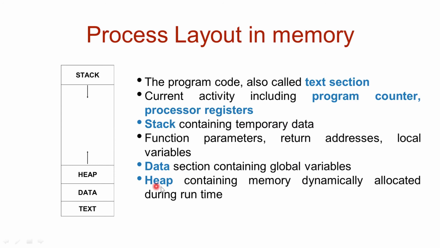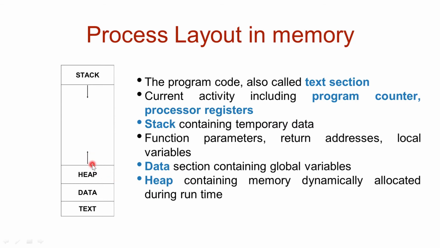Also, a program can have dynamic memory allocation. Dynamic memory allocation means the memory is allocated at runtime. If I talk about C programming, then your program may use functions like malloc and calloc. So these functions are used to allocate this dynamic memory. This dynamic memory is the heap.